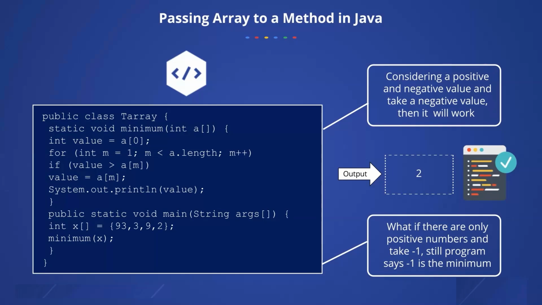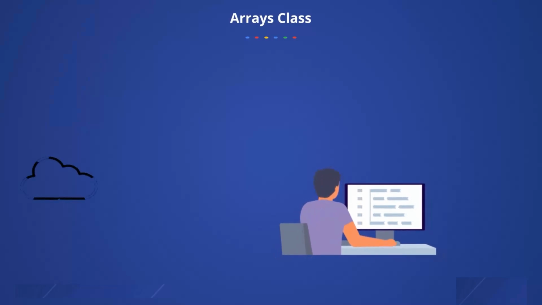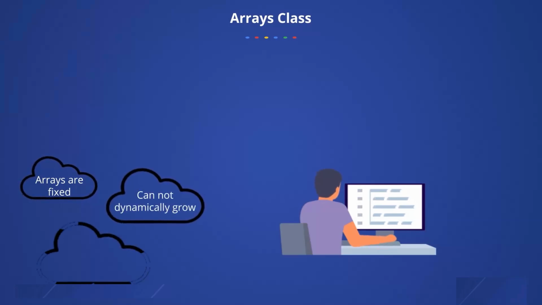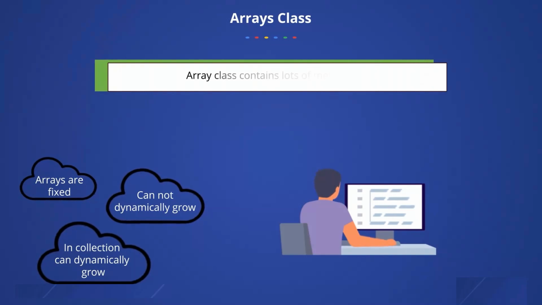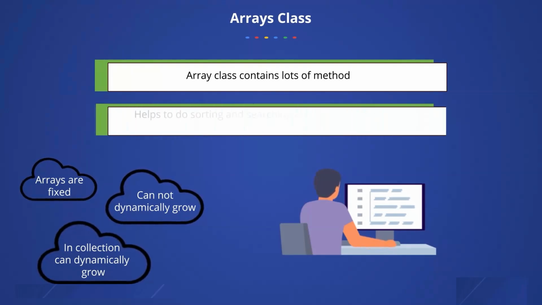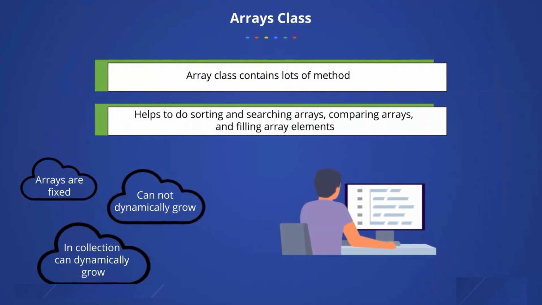Now, let's talk about the Arrays class. Similarly, if you remember, I said arrays are fixed, you cannot dynamically grow an array, but in collections we can have arrays which can grow dynamically. This is that one. Now if you see, this Arrays class contains a lot of methods. Not only that, it is a dynamic one. Another advantage of this particular class is that it helps you to do several other operations like searching arrays, comparing and filling array elements, and also sorting.